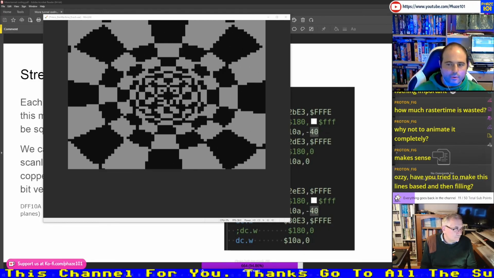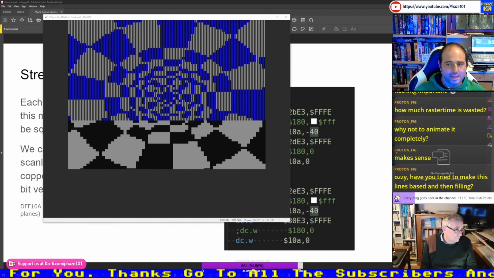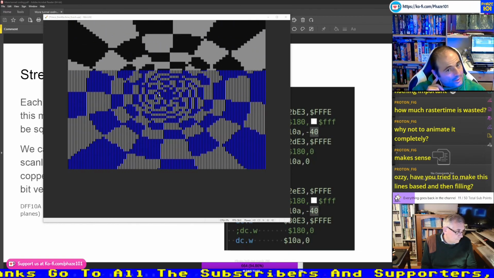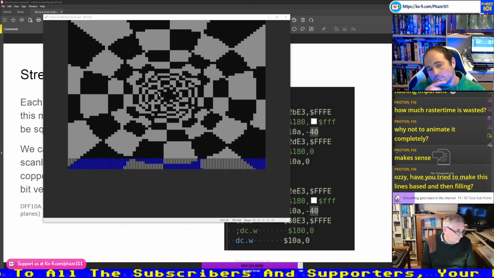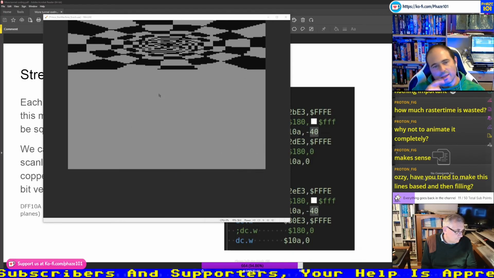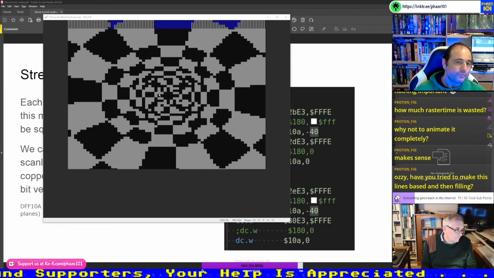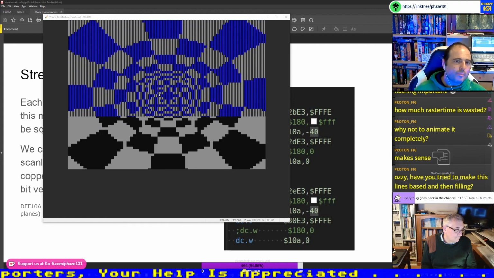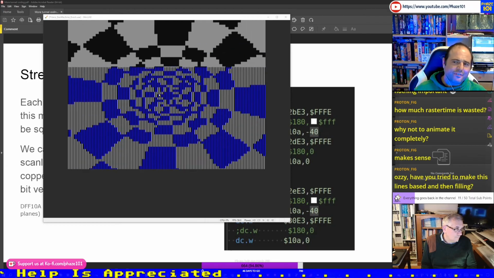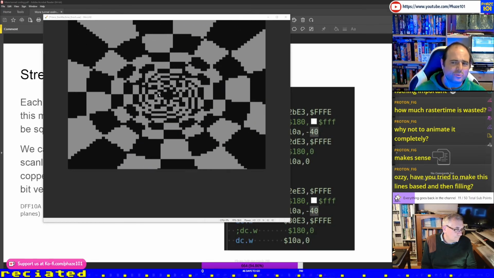And okay, this is a good catch. Have you tried to make these lines based and then filling? So it could be an idea, because there are parts of the image which are fillable. I don't know, because the filling algorithm of the blitter is something scary to me, because there are some corner cases that you have to take into account.